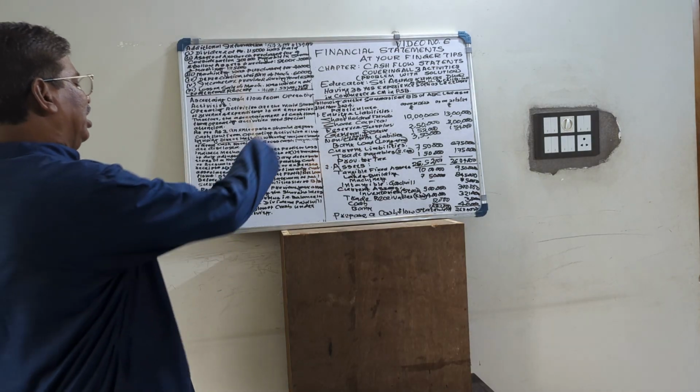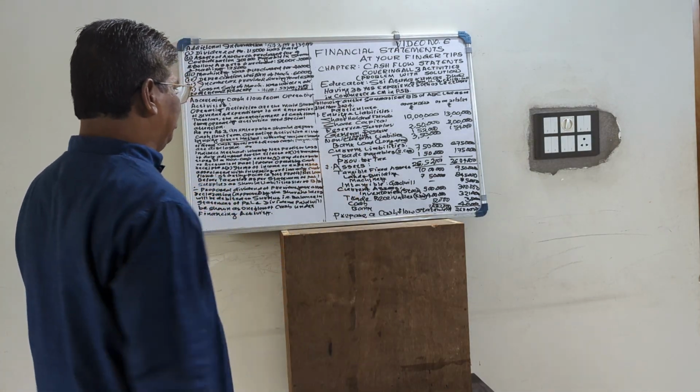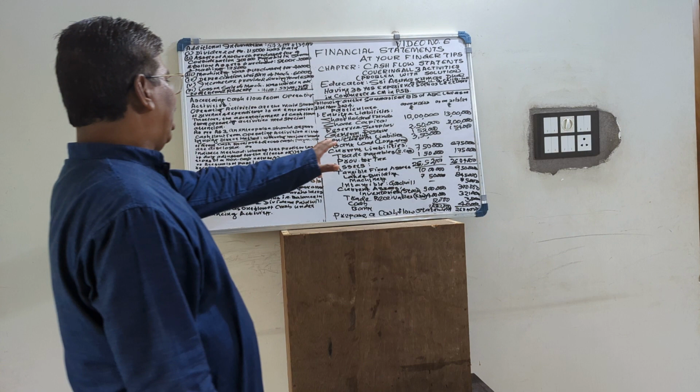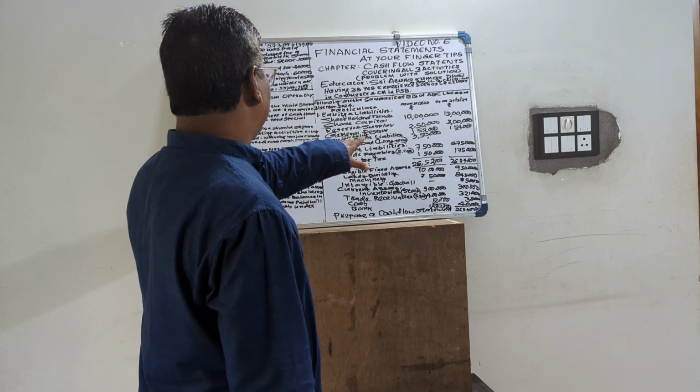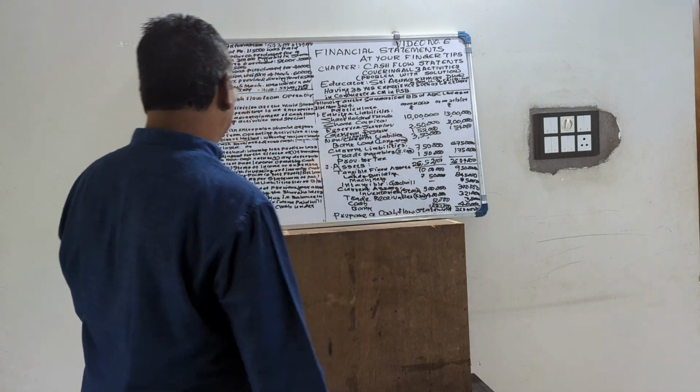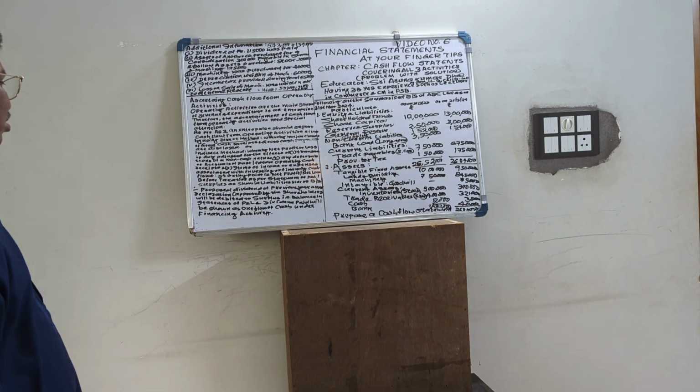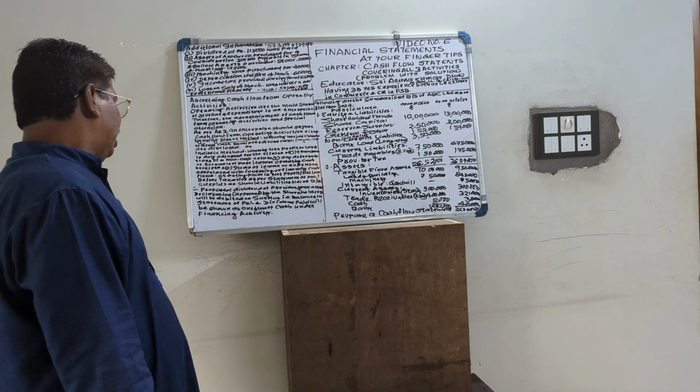So our starting point here is net profit or net loss before taxation as per the statement of profit and loss. Here the statement of profit and loss is not given, so we can ascertain the net profit from the liability side, that is the surplus. Closing minus opening will give you either net profit or net loss.